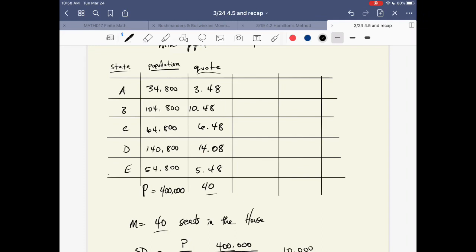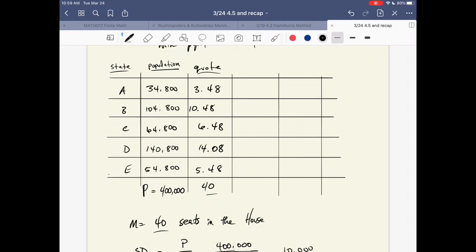Good. The quotas will always add up to the total number of seats when you sum everybody's quotas, because we find each quota by dividing a state's population by the total population over the number of seats, which is like multiplying the sum of all the states' populations by the number of seats over the total population. You cancel those things out, and you're left with just the number of seats, 40.